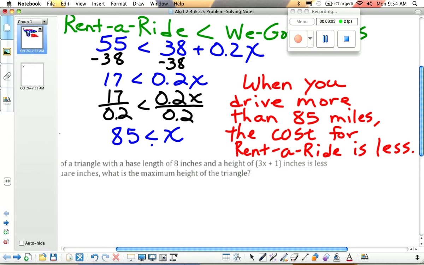Okay. And it probably makes sense to think, when you have unlimited miles, at a certain point, as the miles are going up, it would turn out like this, that the rent-a-ride that has unlimited miles would turn out to be less. Okay. Questions at all?